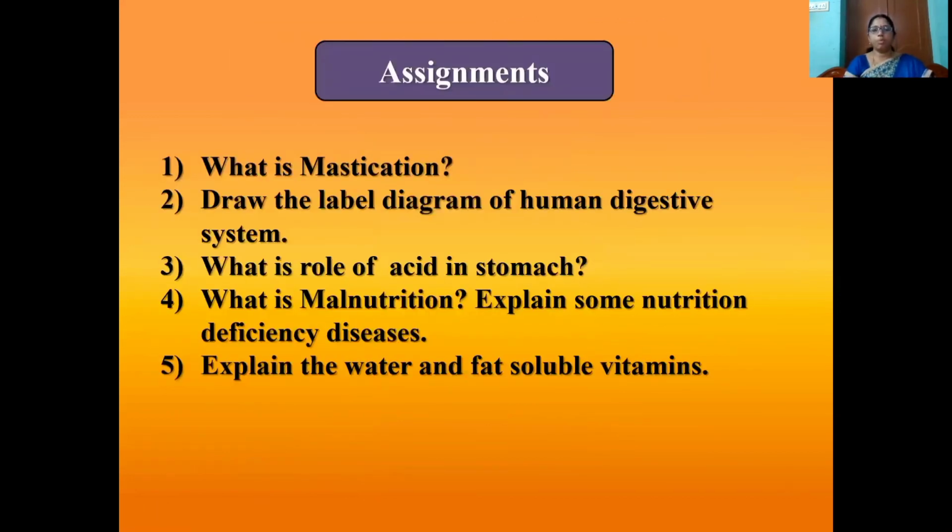Okay, children, this topic is completed. Children, take notebook and write down the assignment. First one is, what is mastication? Second one is, draw the labeled diagram of human digestive system. Third one is, what is the role of acid in the stomach? And fourth one is, what is malnutrition? Explain some nutrition deficiency diseases. And last one is, explain the water and fat soluble vitamins.